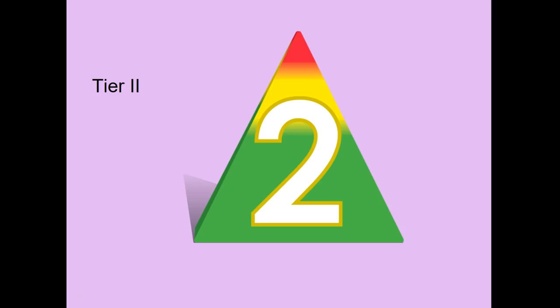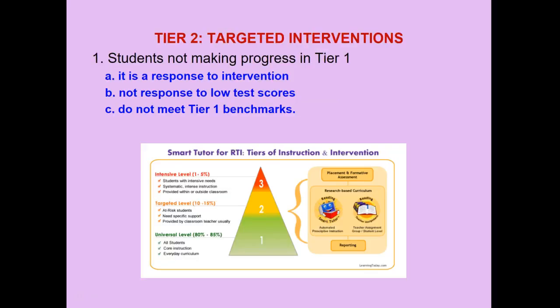All right, let's take a look at Tier 2. Students not making progress in Tier 1, not responding to the intervention, should be identified and put in a Tier 2. Now, remember, this is a response to intervention, not a response to low test scores. I've seen schools where they use test scores to determine who goes into Tier 2. That is not response to intervention. It is a response to the intervention. Students not meeting the Tier 1 benchmarks go to Tier 2.